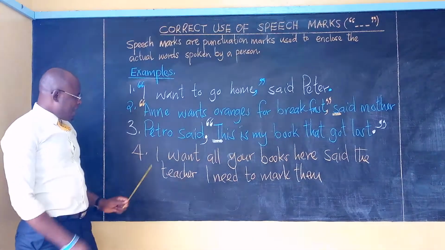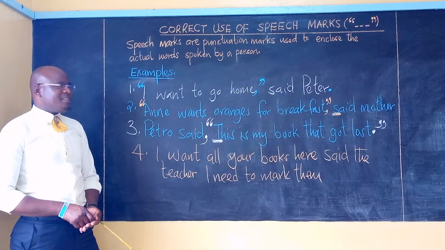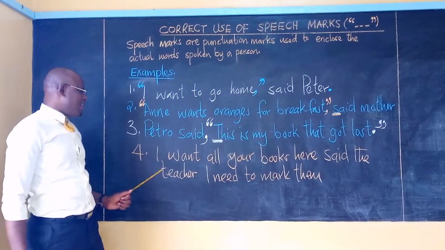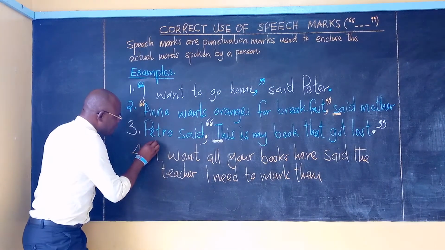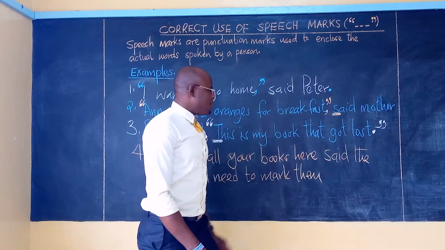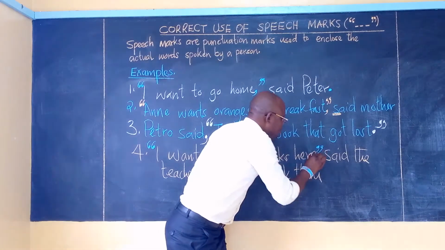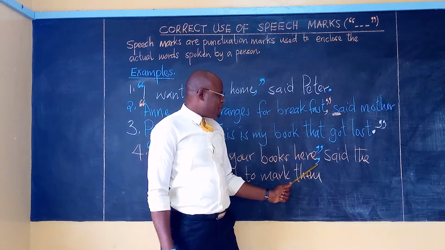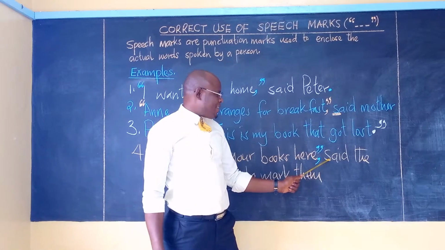Now, this is a sentence which has 2 clauses. How do you punctuate this sentence? Let's look at the actual words. Which are the actual words that the teacher said? I want all your books here. So we put the opening speech mark, all right? I want all your books here. What do you put here? A comma, then the closing speech mark. Remember, you have to close it here because of this. And the moment you put a comma here, this should be a small letter s. Small letter s, all right?